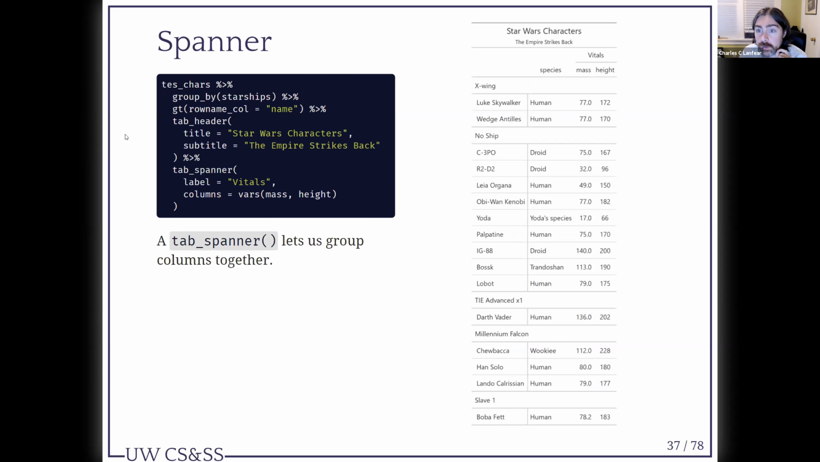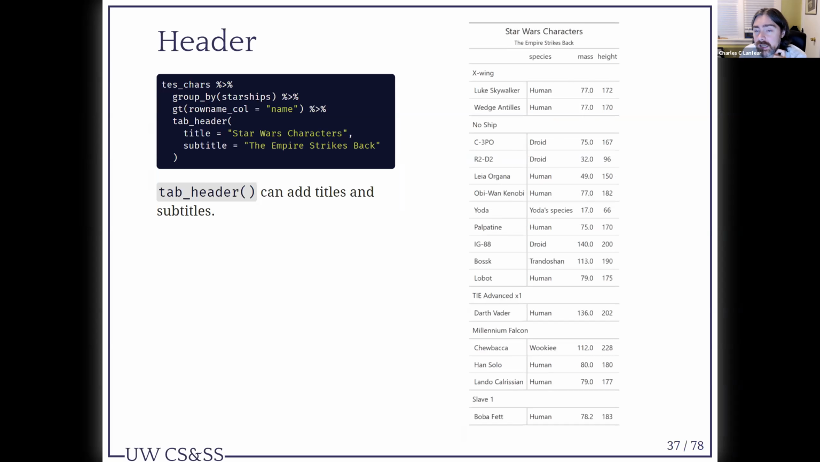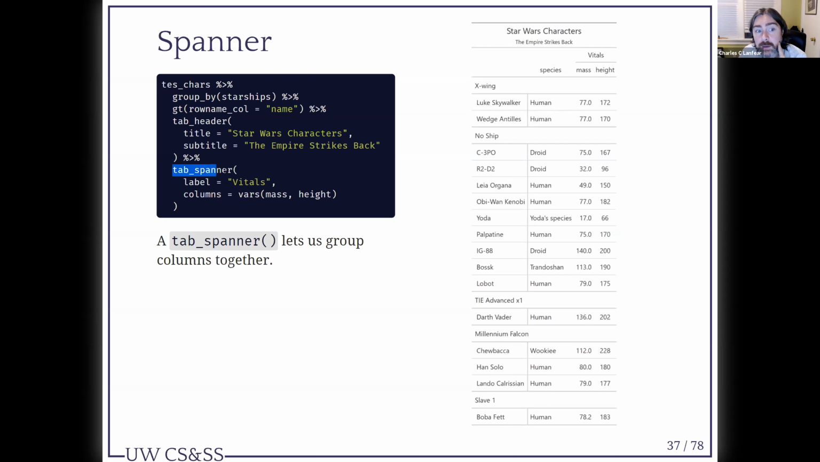The next thing I want to do is add a spanner. So the idea here is that I think mass and height are closely associated variables, so I want to put them in their own little group, but leave species alone. So I can say here, tab spanner. The label for this spanner is vitals, which is the text that goes above it, and it's going to span two columns. It's going to span mass and height. This draws a little line over mass and height, groups them together, and puts one title over the top of them. So if you have a bunch of variables that go together as a cluster, you can mark them off like this and put a spanner above them.